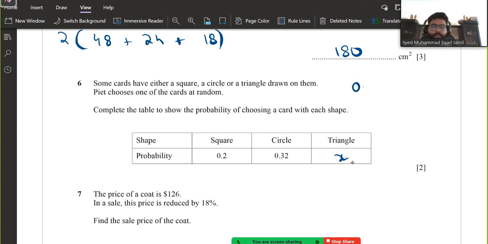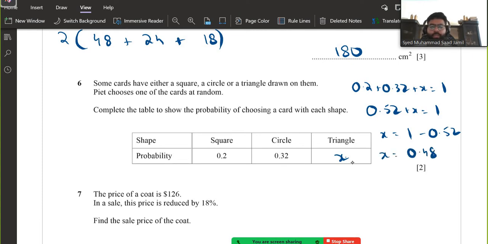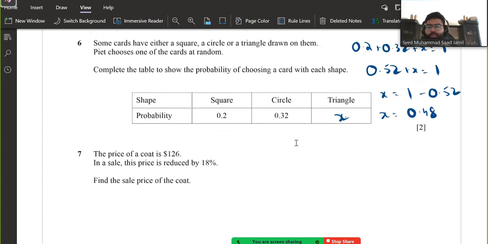So that means 0.2 plus 0.32 plus X is equal to 1. This turns out to be 0.52 plus X is equal to 1. X is equal to 1 minus 0.52. X is equal to 0.48. So the probability of a triangle is 0.48.